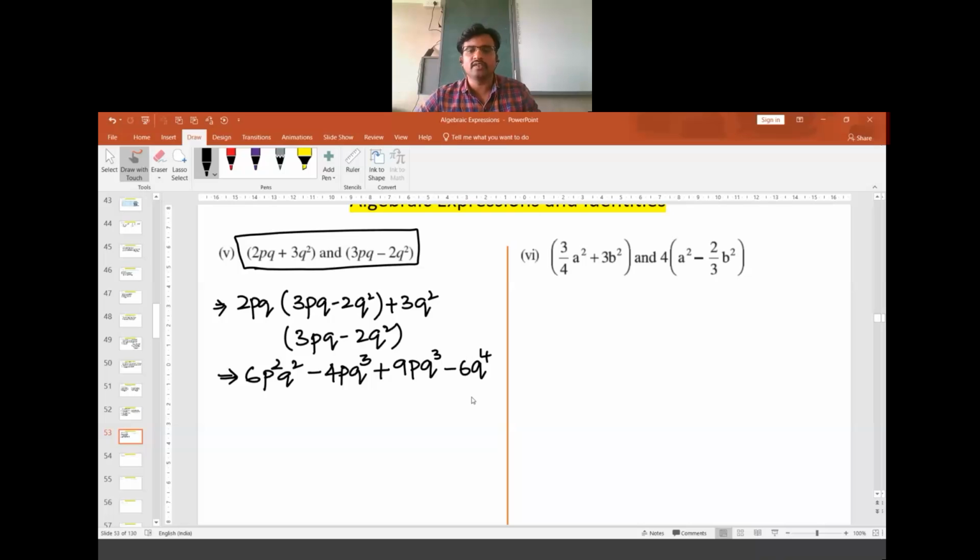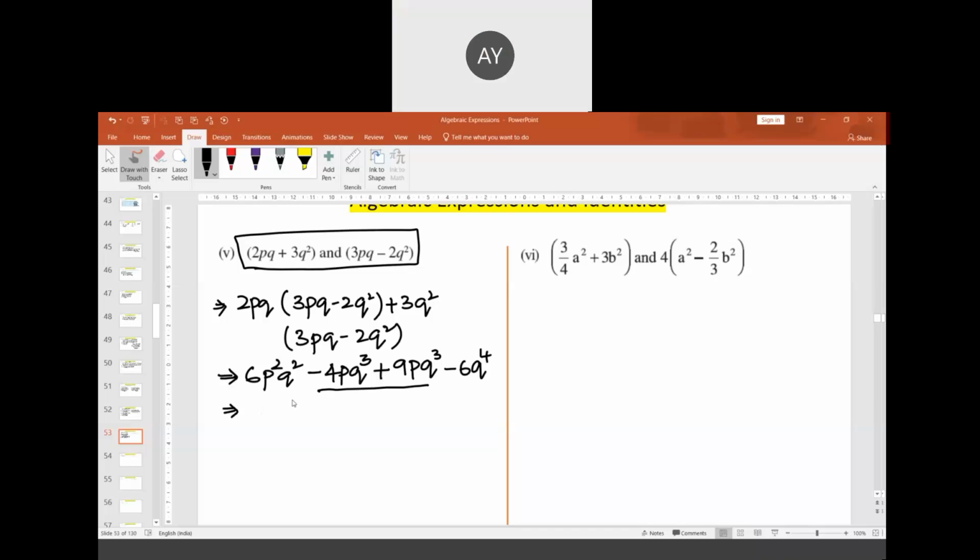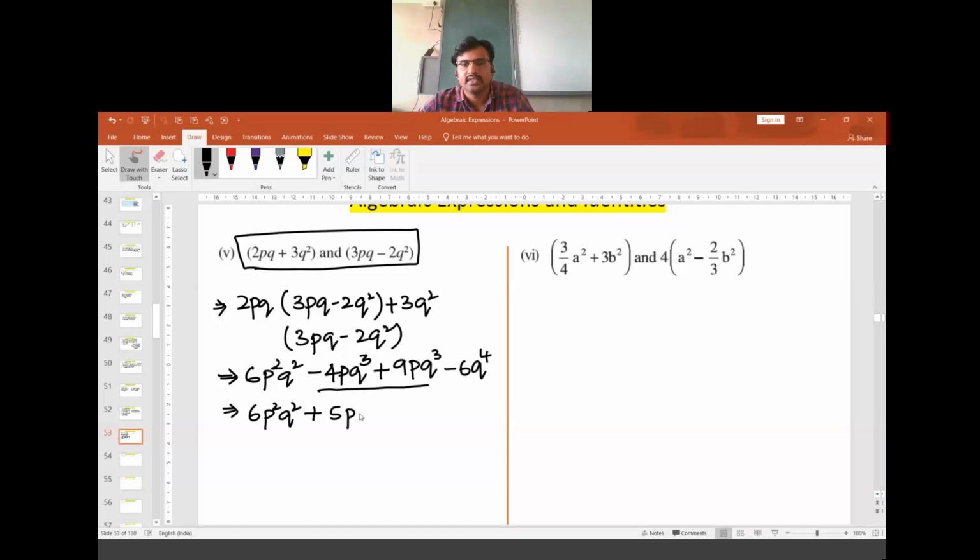Can we do anything? Yes, sir, we can do. Look at these middle terms. These middle terms are to be added up. We get 6p square q square, minus 4pq cube plus 9pq cube, which is plus 5pq cube, minus 6q to the power 4.